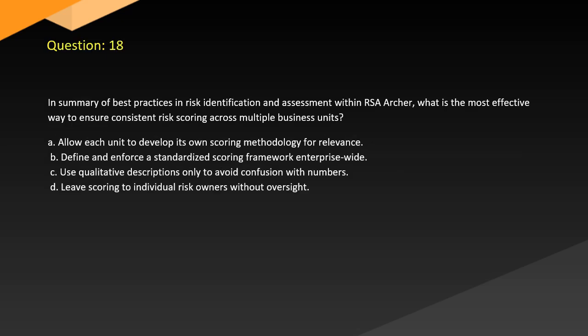Question 18. In summary of best practices in risk identification and assessment within RSA Archer, what is the most effective way to ensure consistent risk scoring across multiple business units? A. Allow each unit to develop its own scoring methodology for relevance. B. Define and enforce a standardized scoring framework enterprise-wide. C. Use qualitative descriptions only to avoid confusion with numbers. D. Leave scoring to individual risk owners without oversight.